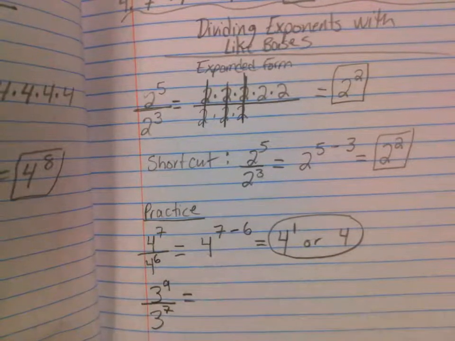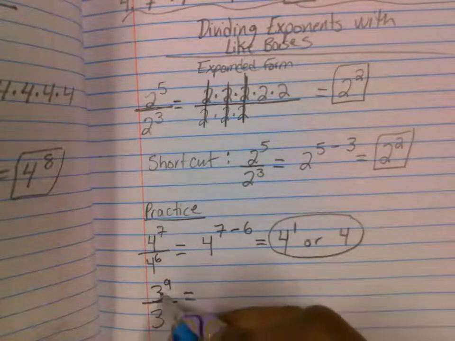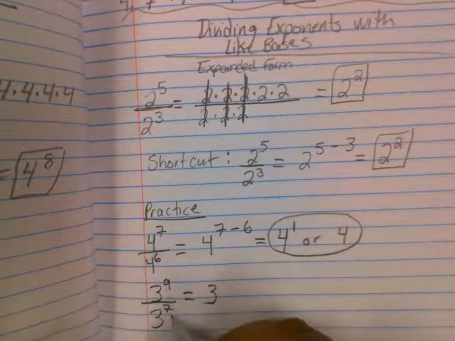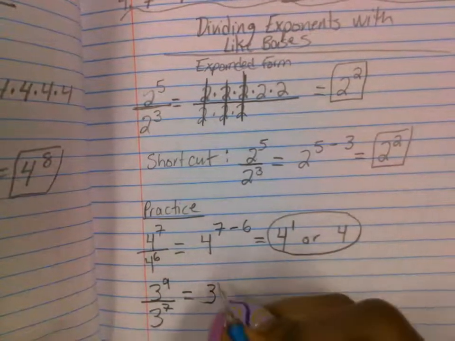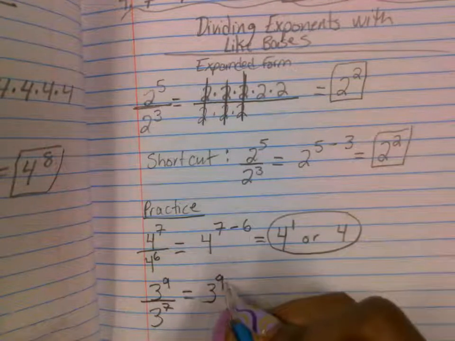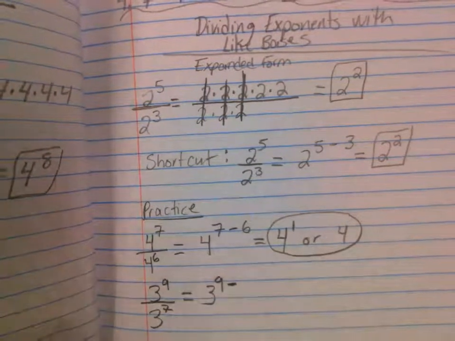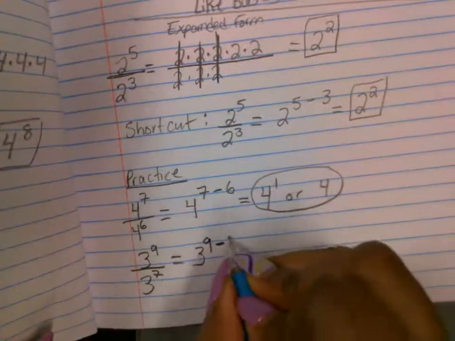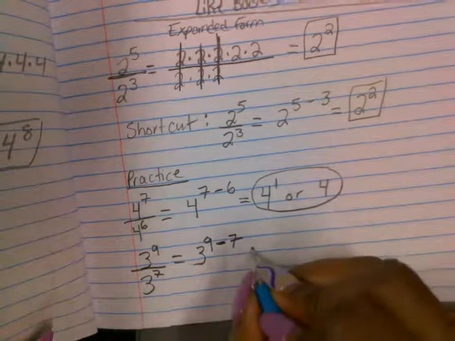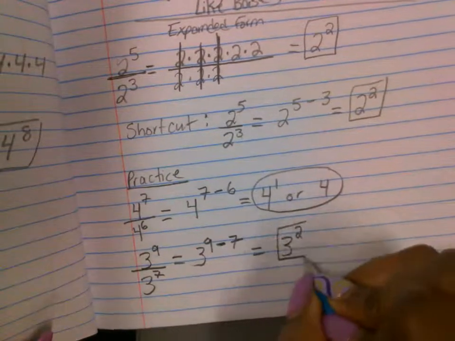All right. The bases are the same, so you can subtract the exponents. Which exponent do we write first? 9. 9 minus what? 7. So this is going to be 3 to the what power? Second.